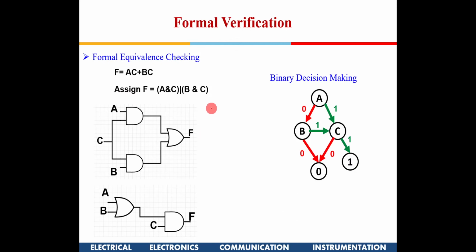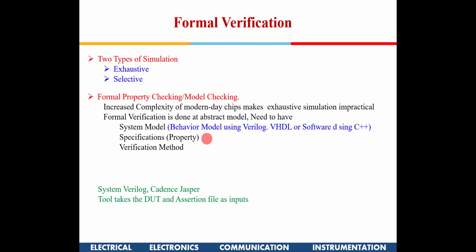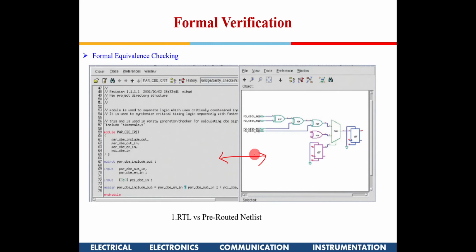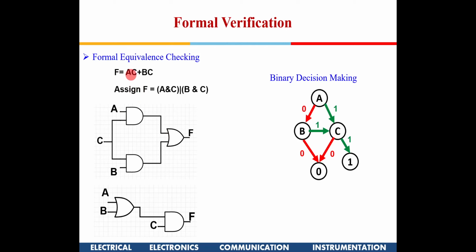Now how does the tool do that? How does the tool analyze that this is okay? So in the background, what does the tool do? Suppose this is f equal to a plus b plus c. It will convert this into a binary decision making chart. Now look at a. If I put a equal to 0, what would happen? Then it will become bc, because this term becomes 0.